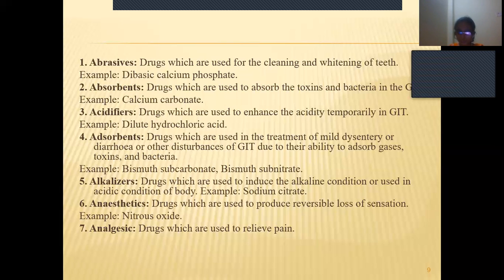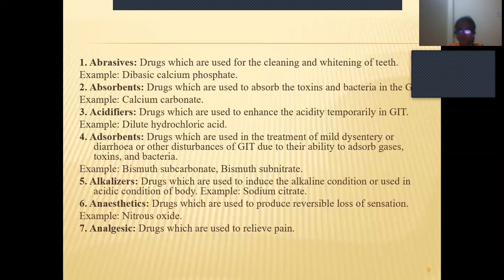Example is sodium citrate. Next, anesthesia. These drugs are used to produce reversible loss of sensation. Anesthesia is mainly used at the time of surgery. If we do major or minor surgeries, the patient should not feel any pain. So during the surgeries, the anesthesia should be given. Example is nitrous oxide.